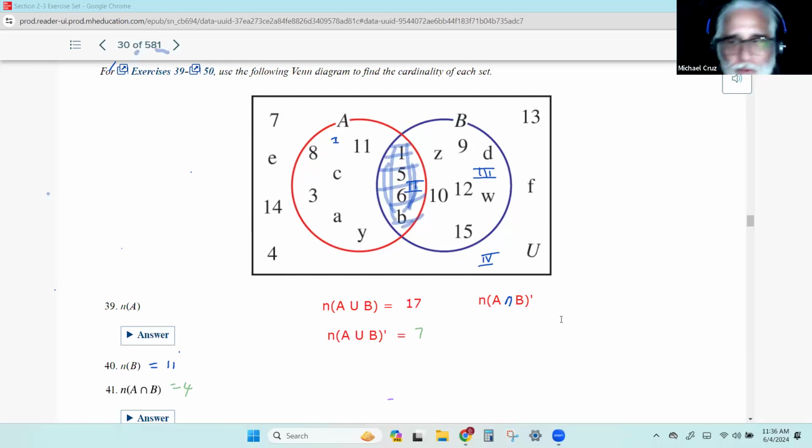I think I counted it right, but I'm going to double check because we always want to double check. So we got 1, 2, 3, 4, 5, 6, 7, 8, 9, 10, 11, 12, 13, 14, 15, 16, 17, 18, 19, and 20. So there are 20 that are not in the intersection of A and B. Okay?